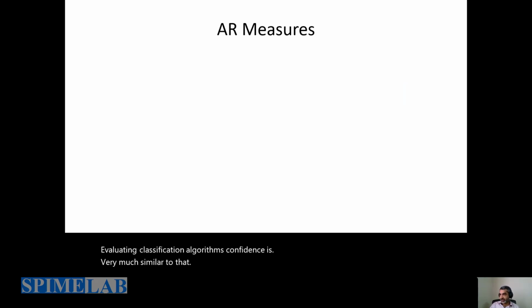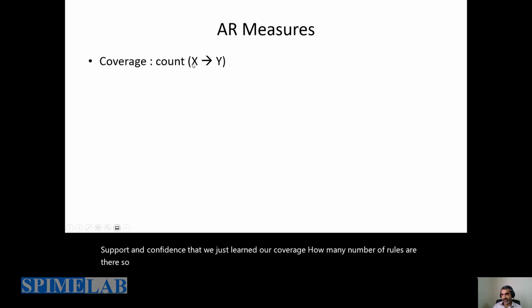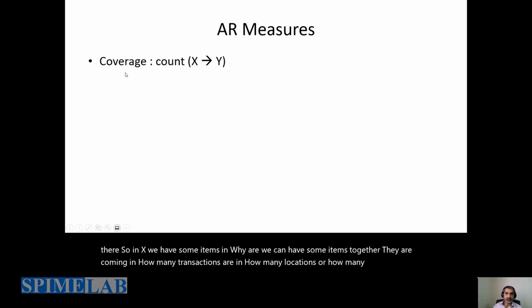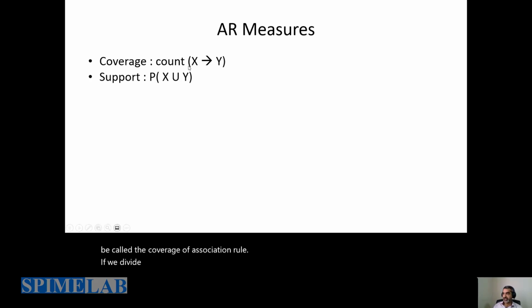Other measures based on support and confidence that we just learned are coverage. How many rules are there? So in X, we have some items. In Y, we can have some items. Together, they are coming in how many transactions, or in how many locations, or how many records. This is going to be called the coverage of the association rule. Divide this count by the number of total transactions, we get support, right?